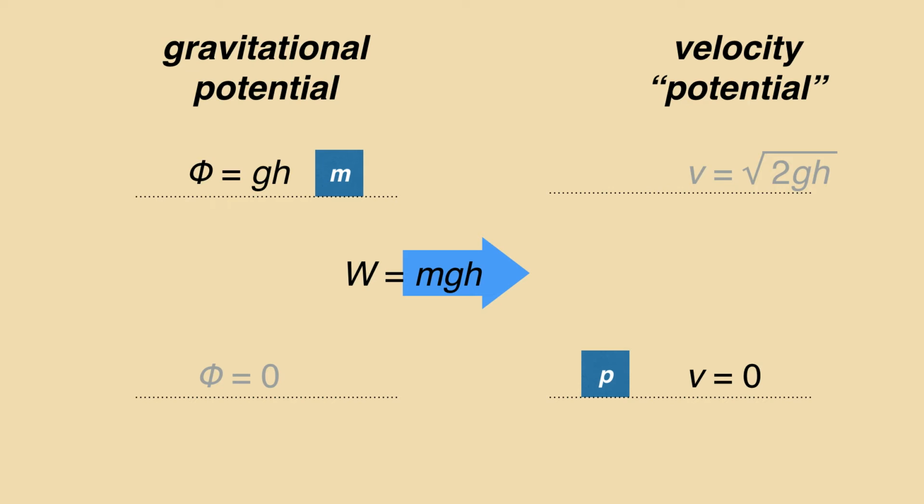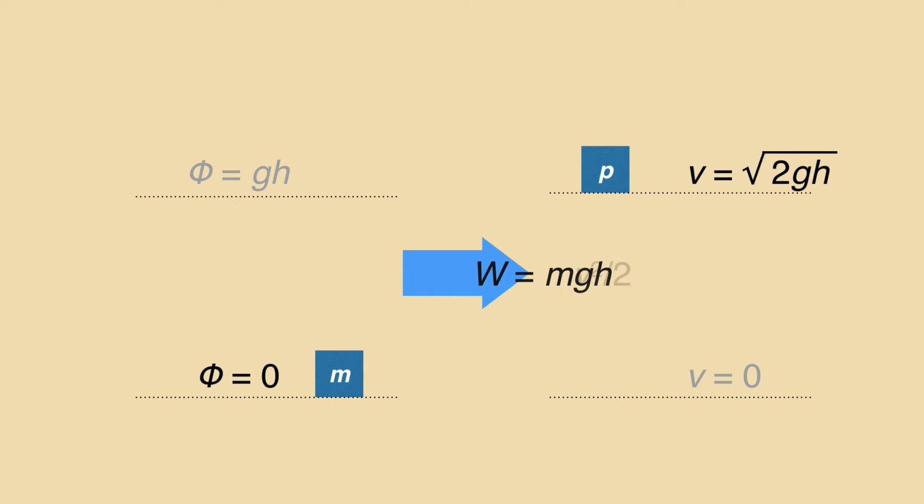At the same time, momentum p can also be thought of as sort of a quantity that is at the low potential, at the low velocity, 0 for example, and as the object falls down, the mass goes down to a lower gravitational potential, maybe down to the ground, while the momentum acquires a higher potential, and the corresponding potential of momentum would be velocity.